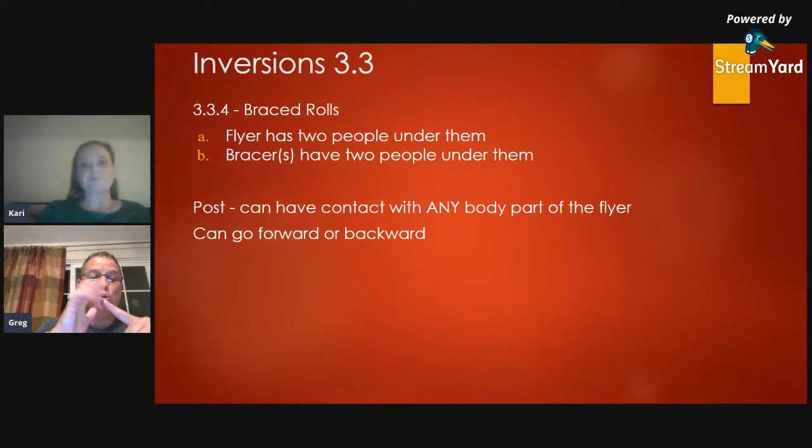It doesn't say anything about a foot. It says if the shoulders are below the waist. Okay, so if we go to 334, brace rolls, flyer has two people under them, and then the bracer has two people under them. So those are braced rolls for A and B, 334. The post can have contact with any body part of the flyer. It can go forward or it can go backwards.